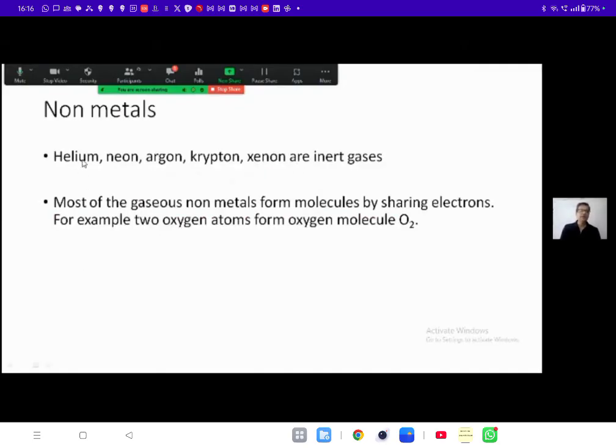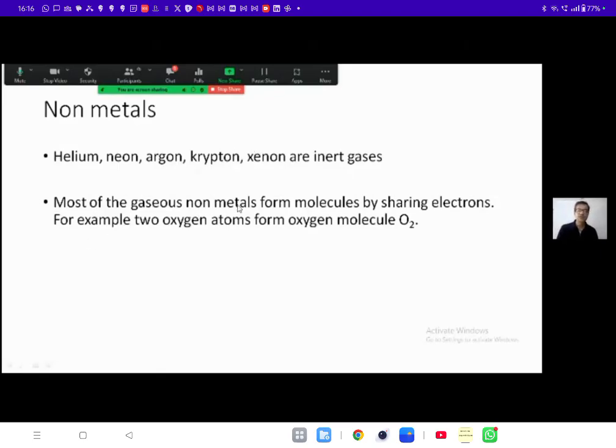These non-metals are inert: helium, neon, argon, krypton, xenon. They are all inert gases. Inert means they will not react with anybody. The way we have seen gold is the best inert metal, whereas these are called inert non-metals. And the remaining are gaseous. These are also gaseous, and they are in very small quantity in the air. Argon is just 1% in the air, and helium, neon, krypton are very, very much less.